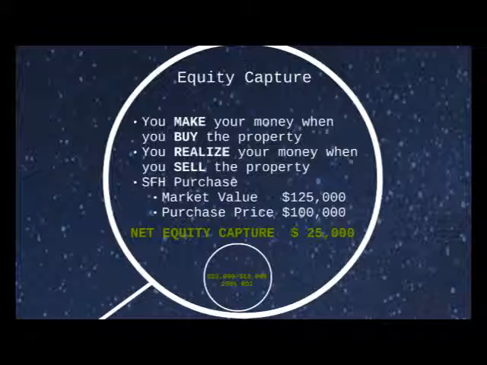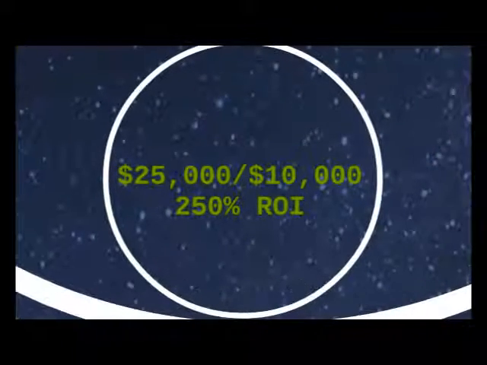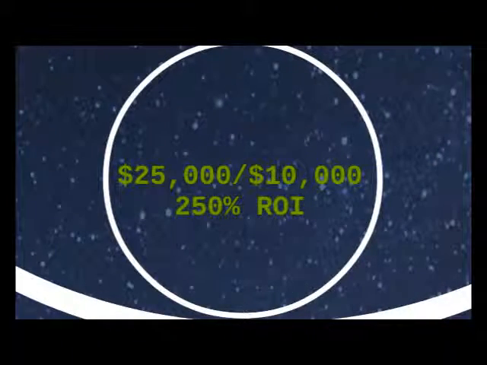With this one single family home, you purchase it at $100,000, but because you bought it lower, the market value is $125,000. Your net equity capture is $25,000. So $25,000 divided by $10,000, the down payment you put in, is a 250% return on investment just from equity capture. Can you believe that? 250% return on investment. Crazy money being made in real estate.